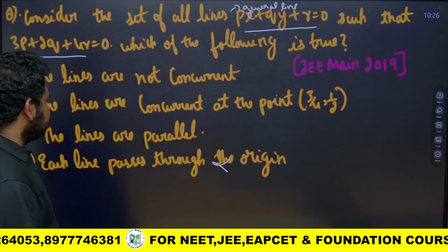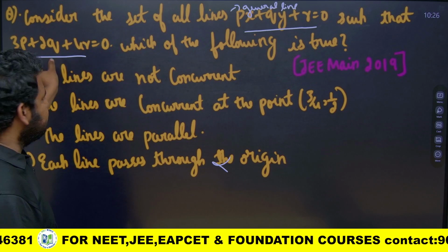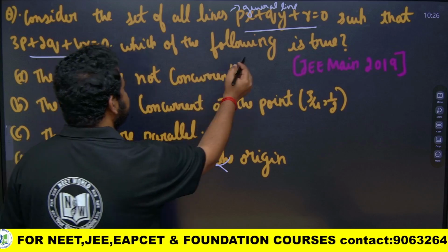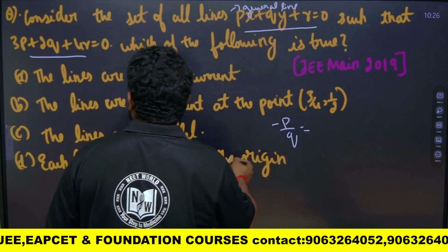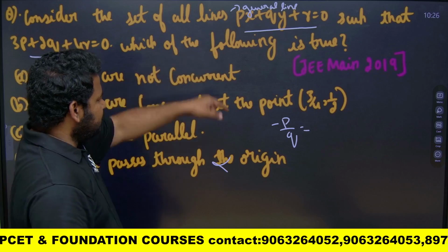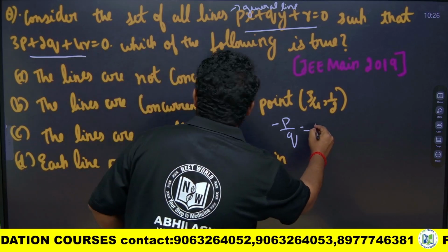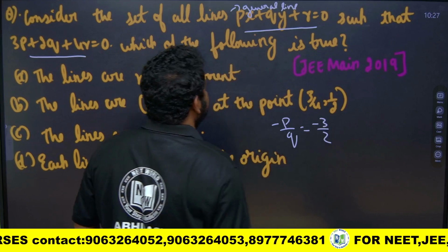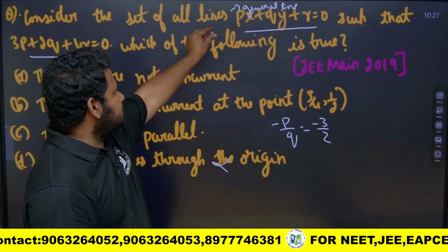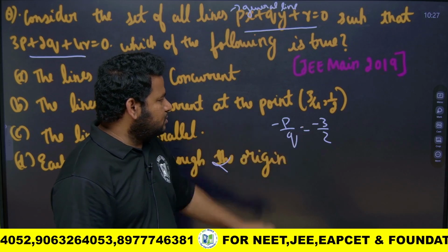And next, the lines are parallel. So, first let us see the slope. Slope is nothing but minus a by b. Here, if they are parallel, it means m1 should be equal to m2. Let this be m1, let this be m2. Now, this will be minus p by q, that is, minus of coefficient of x divided by coefficient of y, should be equal to minus 3 by 2.